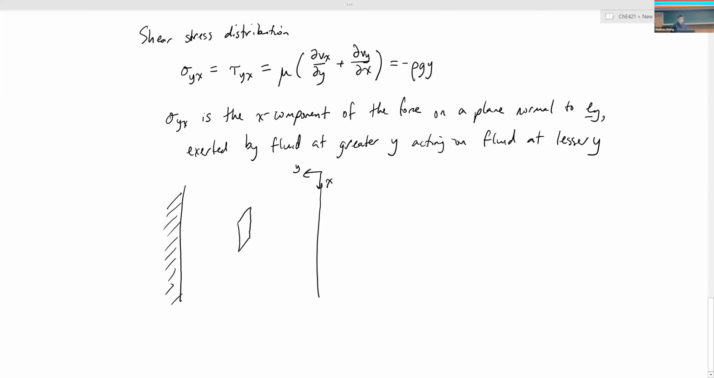So here's my plane normal to EY, exerted by this fluid over here at greater y on the fluid at lesser y here. If I draw a plane right here at any particular position, this is a field, right? And so it varies with respect to position. How much force is this fluid over here exerting on this fluid? And the answer in this case is negative rho g y, y being however far I am over here. Negative means it's going in the negative x direction. So the stress vector here might look something like this, right?